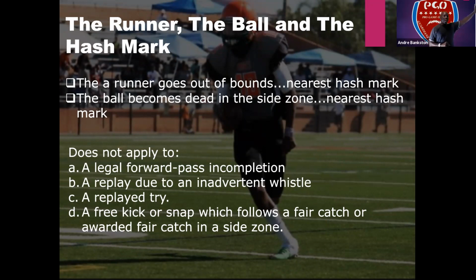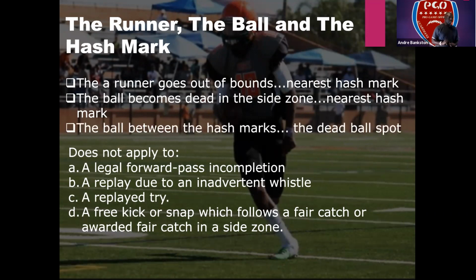So if it goes out on the left side, we don't bring it back to the center of the field. We bring it to that nearest hash mark. The ball goes out on the right side, we bring it back to the nearest hash mark. We don't bring it to the middle of the field. The only time it goes in the middle of the field is if the ball is between the hash marks when it becomes dead, then it goes right at that dead ball spot. Right? So if it's dead in the middle of the hash marks or next to the hash mark, it's dead there. If it's outside the hash mark, the ball must come to the hash marks.